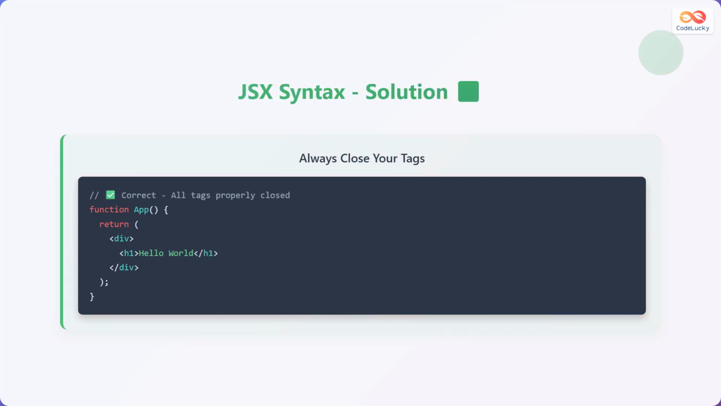To fix the missing closing tag error, ensure that all your JSX elements are properly closed. Here's the corrected code. Now the heading 1 tag has a corresponding closing tag, resolving the syntax error. So the corrected code has a function called app, which returns a div containing a heading 1 element with the text hello world, and the heading 1 tag is properly closed.